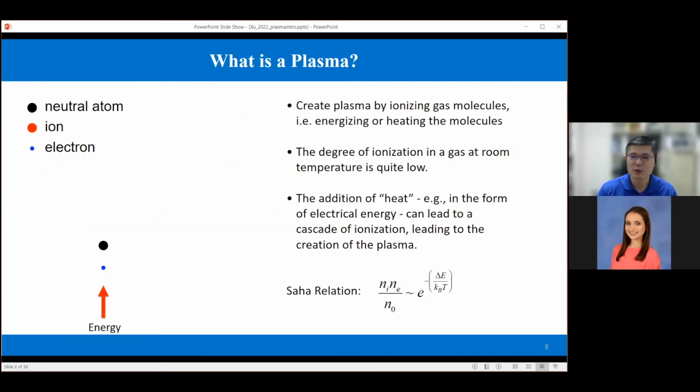So how do you get a plasma? Like I said, with the baseball example, you have to add energy to something. Typically, we create plasma from gases, so it could be air, hydrogen, argon, or helium.